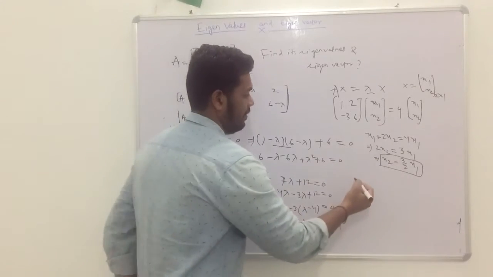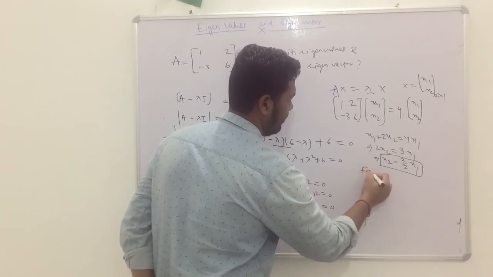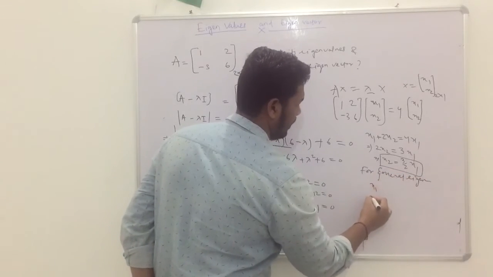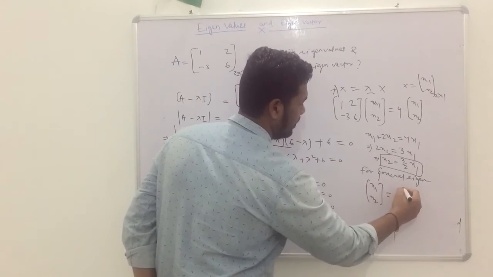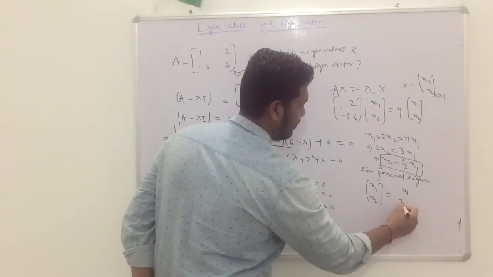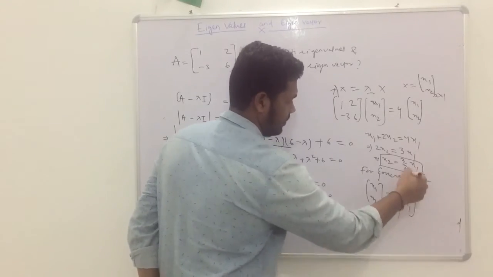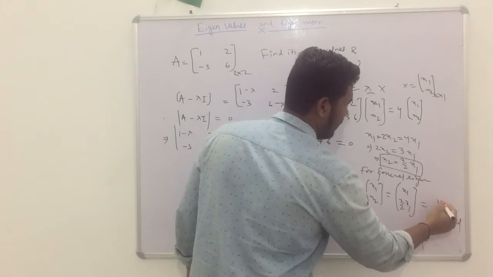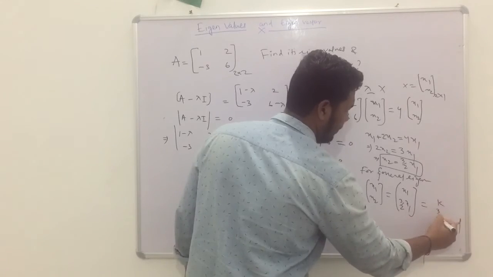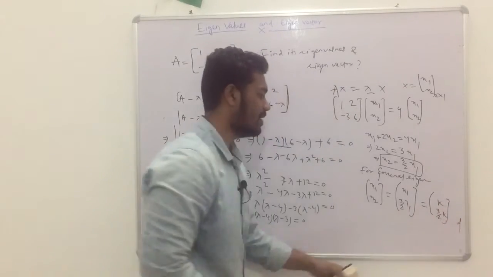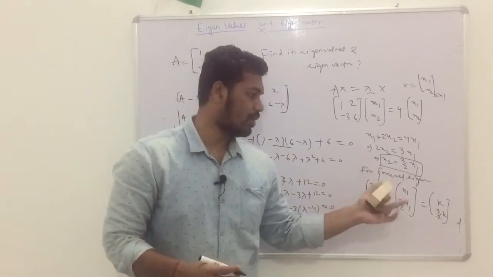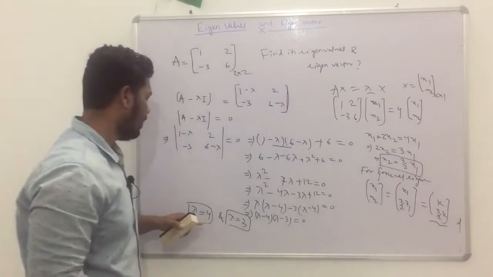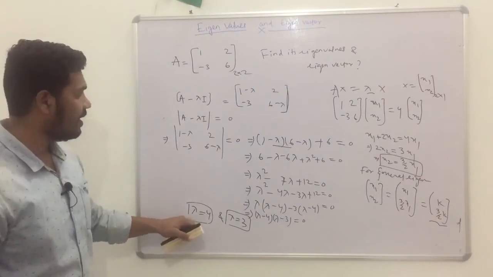So for the general eigenvector, your (x1, x2) is nothing but (x1, 3/2 x1). Just substitute x1 as any value, let's say k, you will get (k, 3/2 k) as your general eigenvector. You can take k as 1, 2, 3 and so on. So this is your general eigenvector for the eigenvalue lambda equals 4.